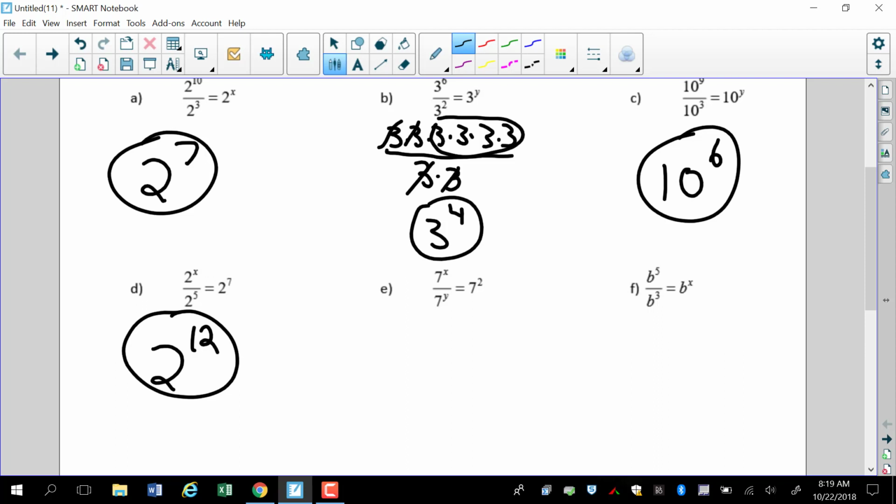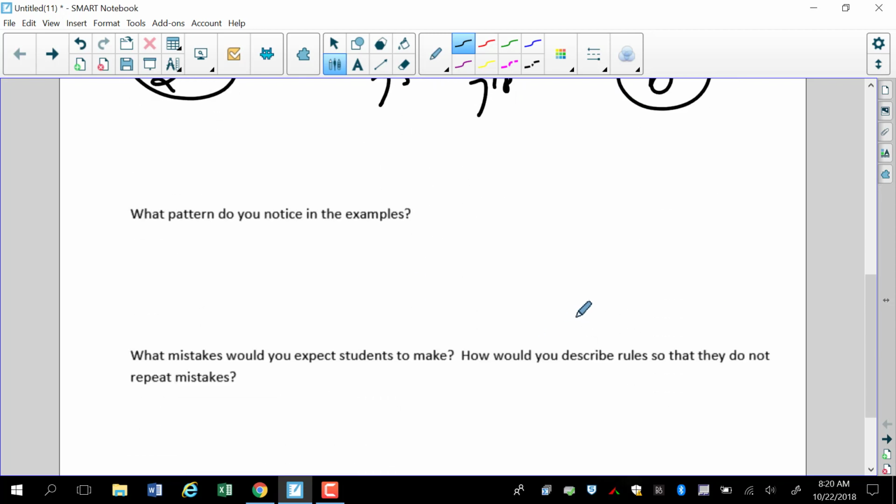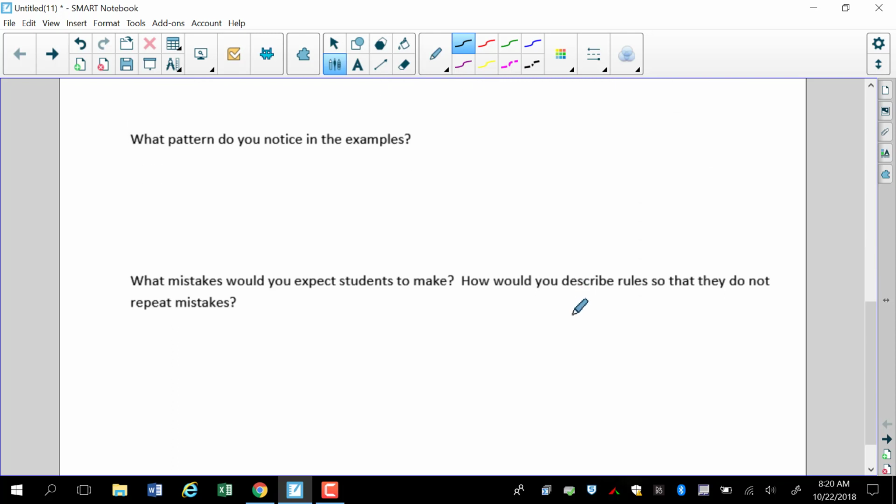Here, anything will work. So you can have 7 to the 5th over 7 to the 3rd, or you can have like 7 to the 20th over 7 to the 18th. Anything like that will work. And then here, b to the 5th over b to the 3rd is b squared. Again, all I'm doing here is just subtracting exponents. So the pattern is just simply subtract. So pretty straightforward. Subtract the exponents.